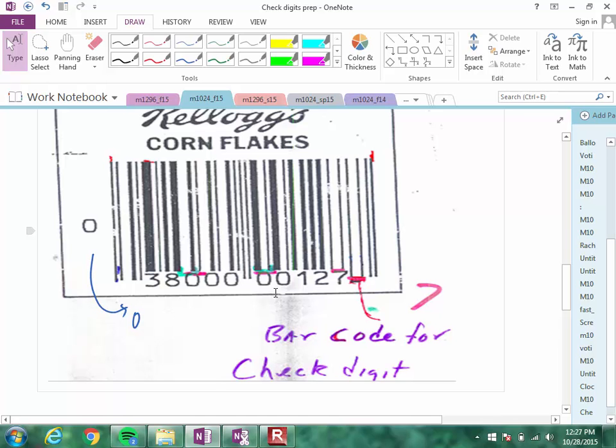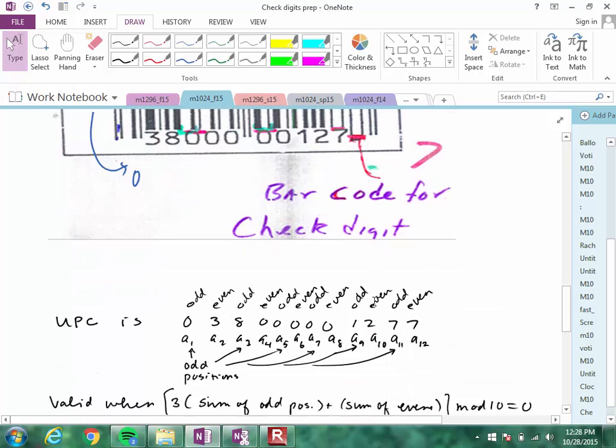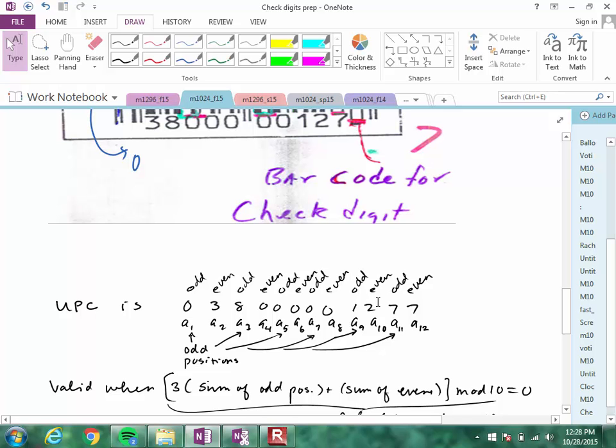But sometimes the check digit, like in this, is actually not displayed. So the barcode for 7 is this last part, and that's actually the check digit. It's not even written down, but if you scan it, it would detect it.